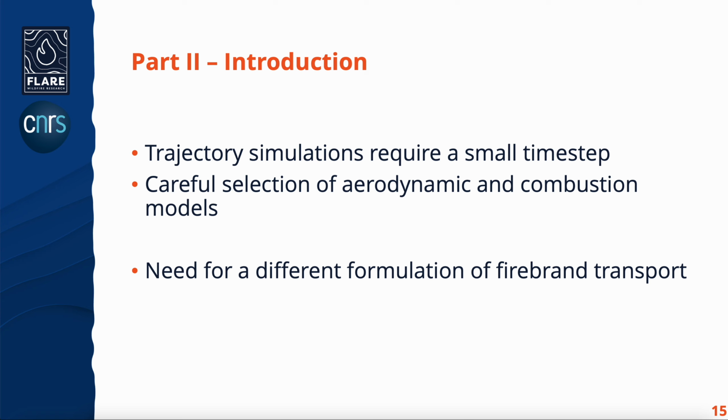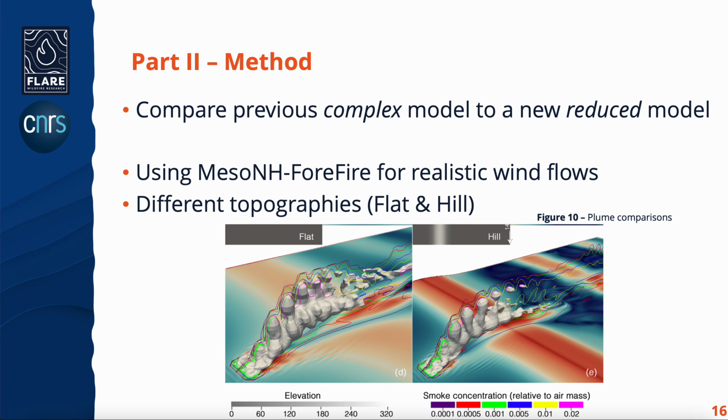So the idea is that there is a need to have a different formulation for the firebrand transport and to provide a different model that is most adapted to coupled fire atmosphere models. So the method we're going to follow is to compare the previous complex model that I have just presented to a new reduced one, so a new simplified model that I will present in a few minutes.